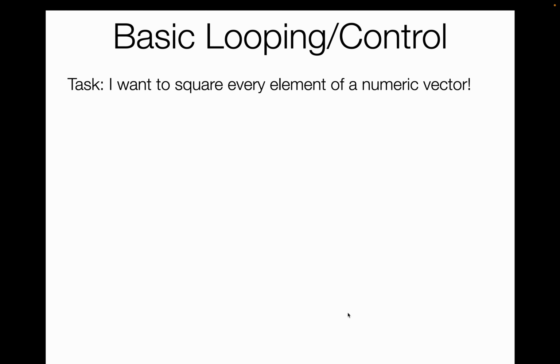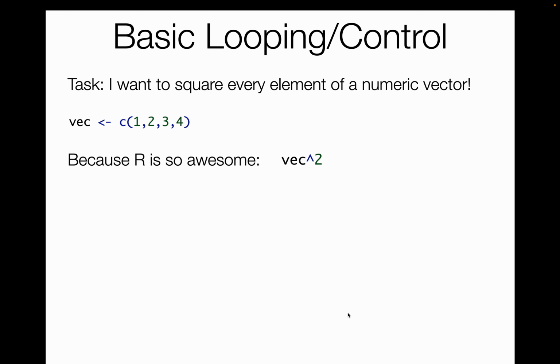Okay, so anyway, basic looping. So imperative programming. I want to square every element of a numeric vector. Okay, so I have a vector 1, 2, 3, 4 here, and I want to square it. Now, R is vectorized, or certain operations are vectorized, and so I can do something simple like vec squared, and it's going to square every element in the vector. It's not going to do some weird vector calculus or something, right? It's going to do it element-wise, which is what we would want.